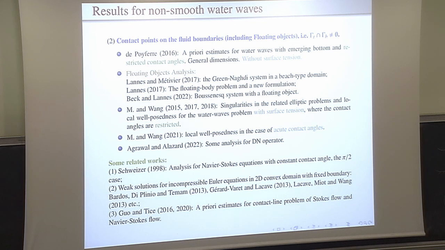And we started to work on this problem in 2014 or 15. First, we did estimates and analysis for the singularities with the related elliptic problems. And then we proved the a priori estimate and the local well-posedness for the problem with surface tension. In a recent work, we have improved the range of the contact angle, and we can prove the local well-posedness when the contact angle is less than pi over 2.